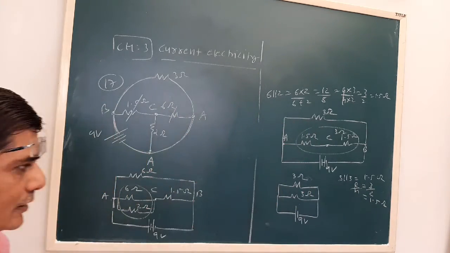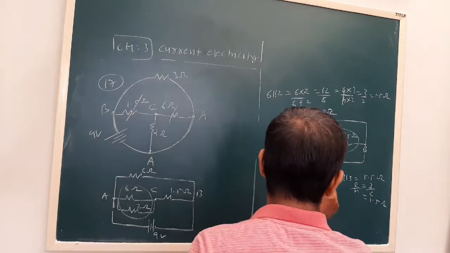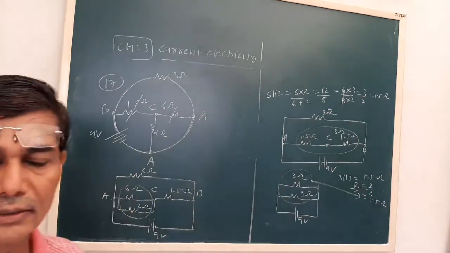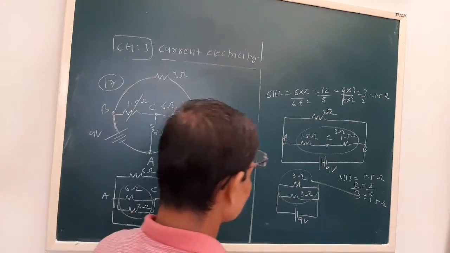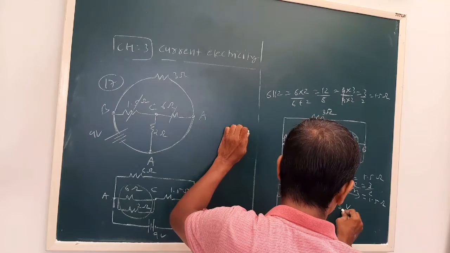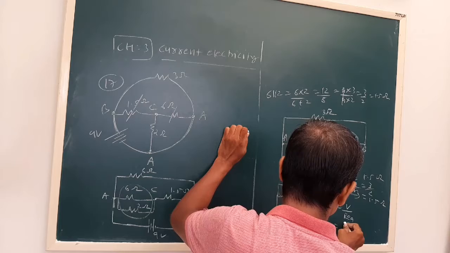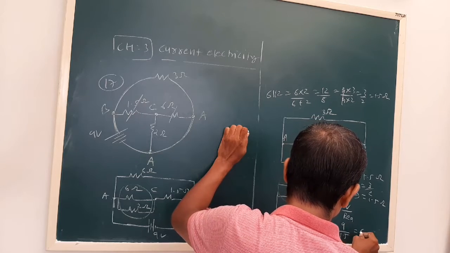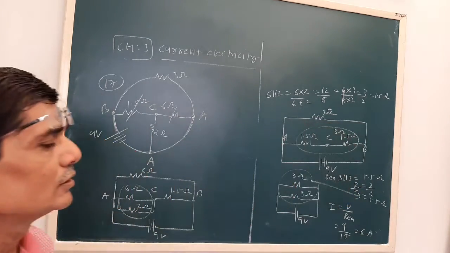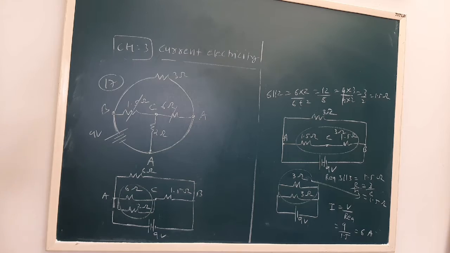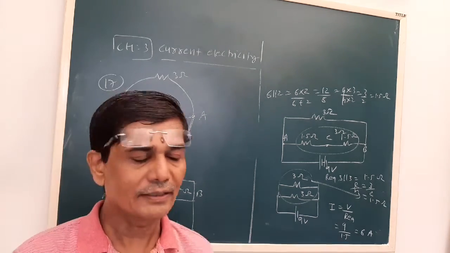Now see, the total equivalent resistance we have obtained. The battery voltage is 9 volt. I is equal to V upon R equivalent, 9 upon 1.5 is 6 ampere. So this is how we can solve. Good practice for this.